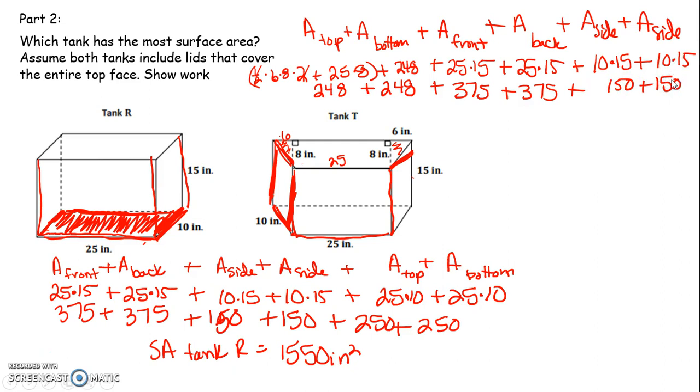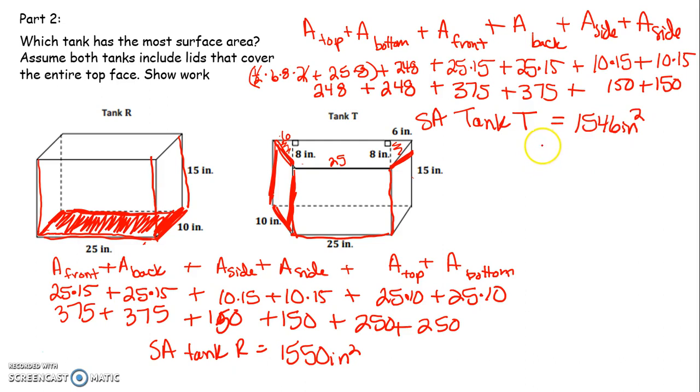And now we'll add those up. 248 plus 248 plus 375 plus 375 plus 150 plus 150. 1546. So the surface area of tank R, or I'm sorry, tank T, would be 1546 square inches for surface area.